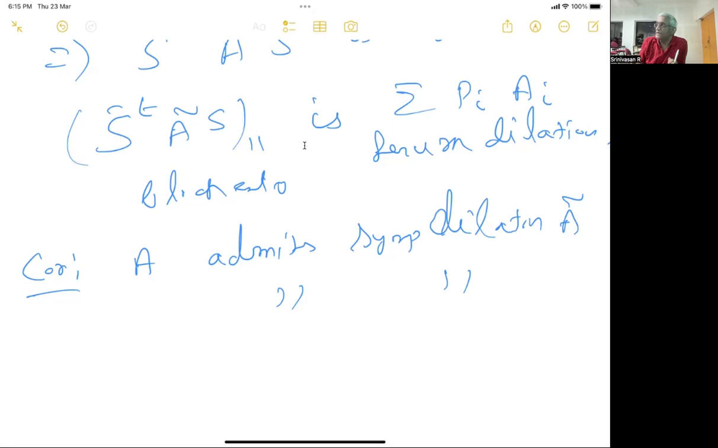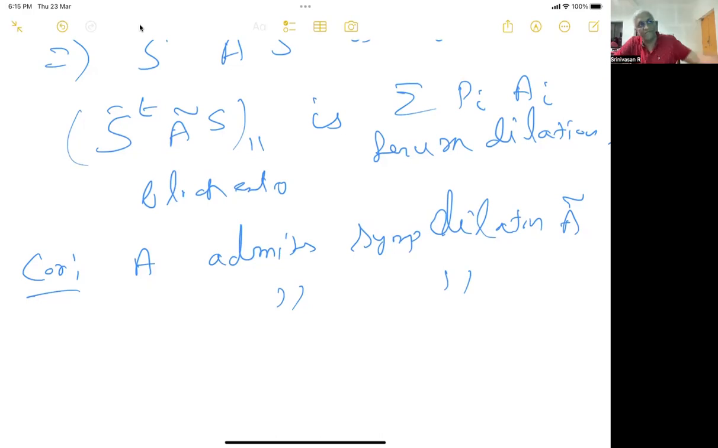PA admits symplectic dilation, Ka need not admit. It is true because we are going to prove it for all matrices, but a priori it's not true. We don't have a direct proof. But when we prove something else, it will follow. Okay, so this is not true. I was wrong. I was not wrong in the sense that this doesn't follow from this. It doesn't follow directly.